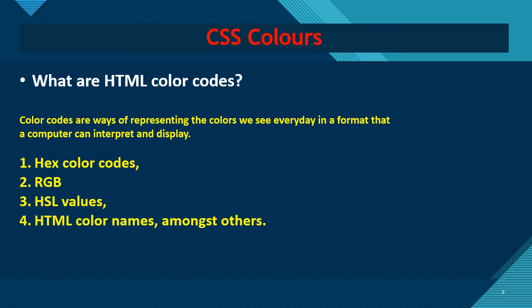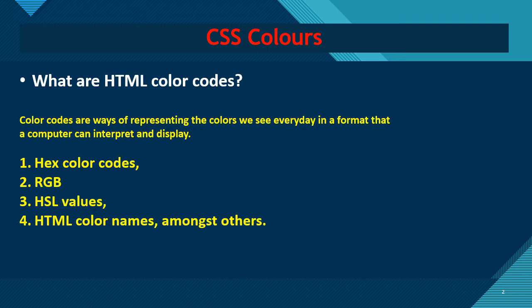In my previous video, I explained how we can give colors to the background of the page, to the text, and to give color to the borders. In this video, I will guide you on the HTML color codes to represent various colors.